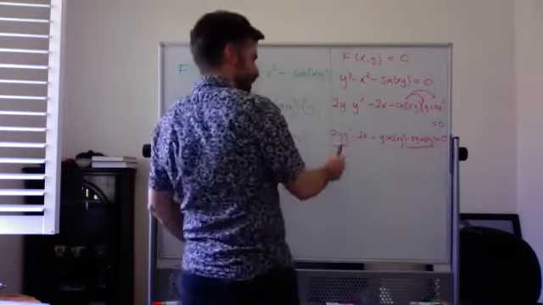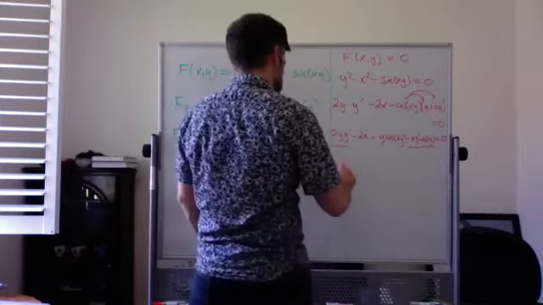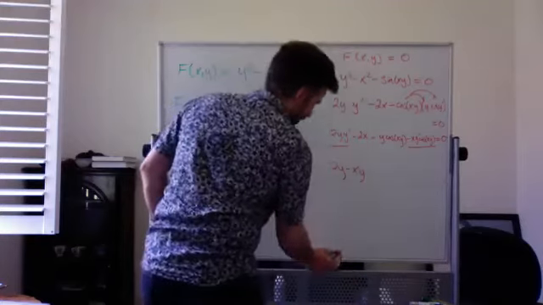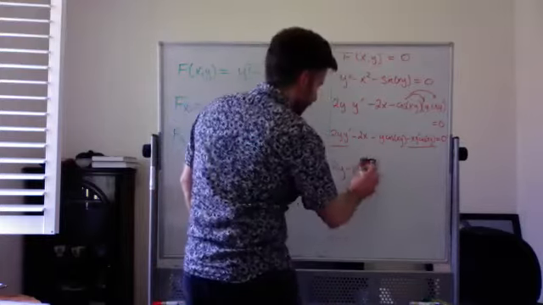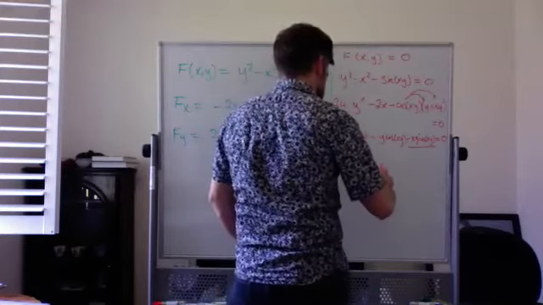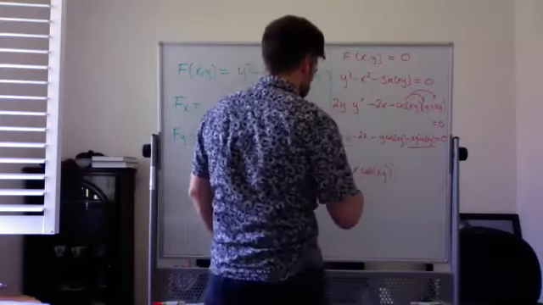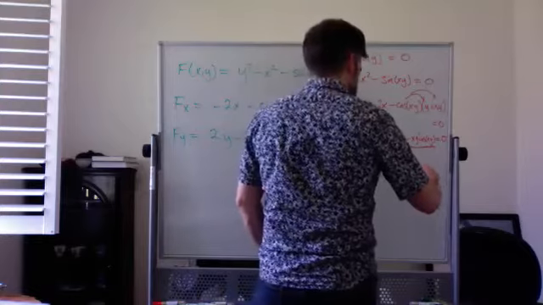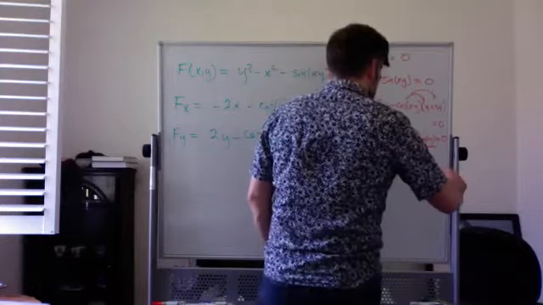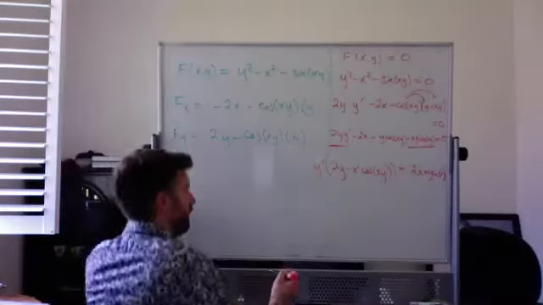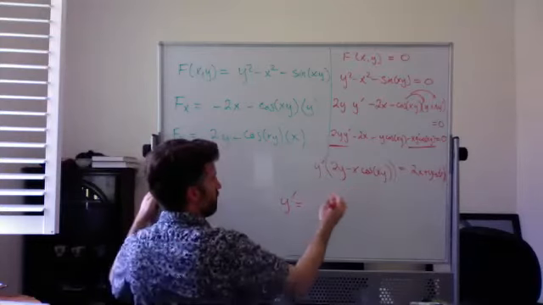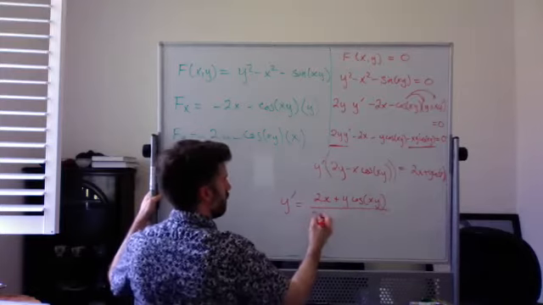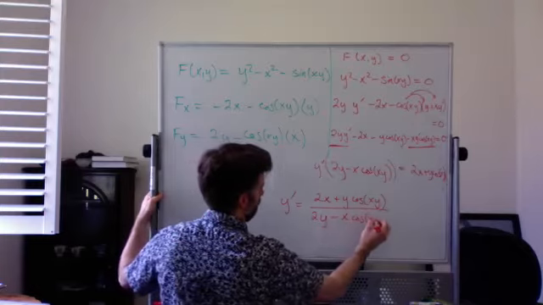So I'm going to leave these terms on the same side. I'm also factoring out the y prime as I go. I'm going to have 2y minus x cosine of xy, all times y prime, and that's this term and this term, equal to, and I'm going to bring this stuff over to the other side, 2x plus y cosine of xy. And then look what I get. y prime equals (2x plus y cosine of xy) divided by (2y minus x cosine of xy).